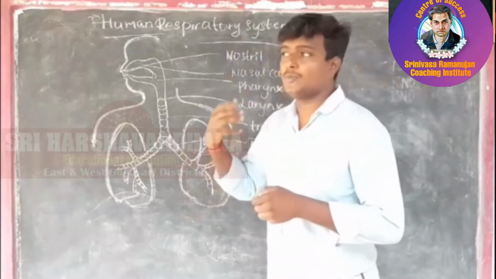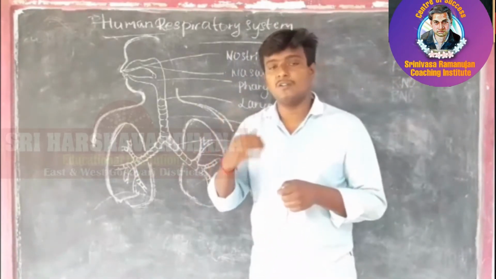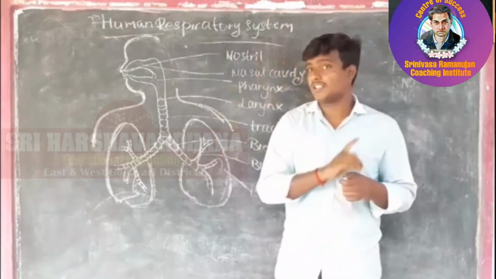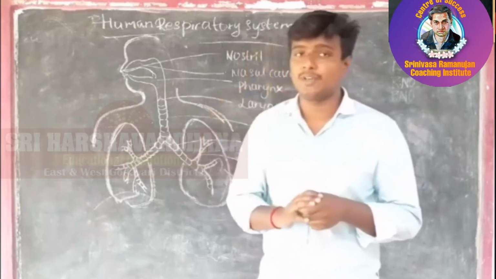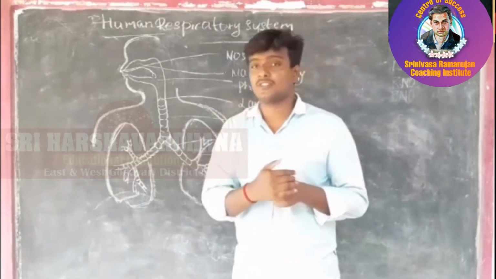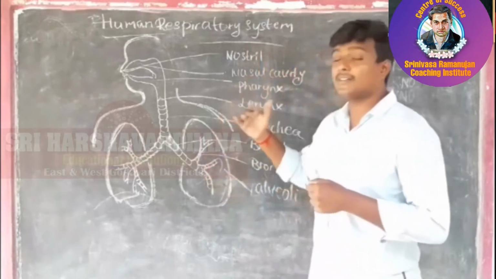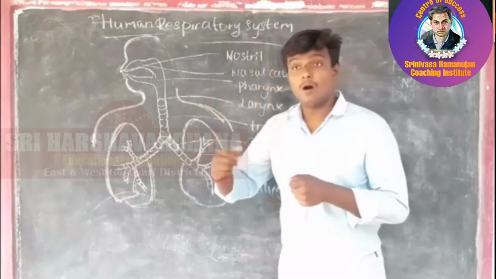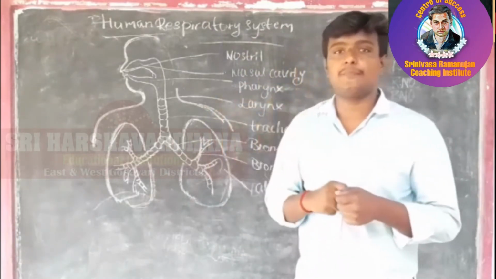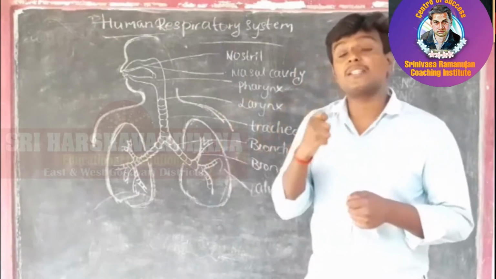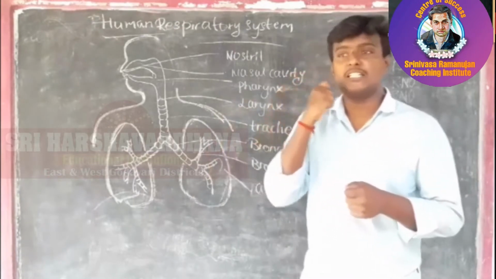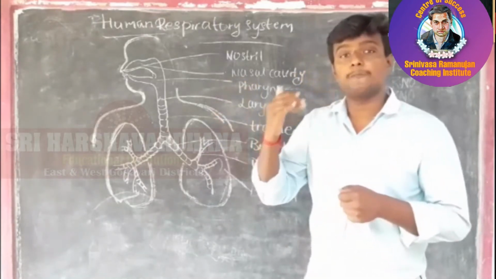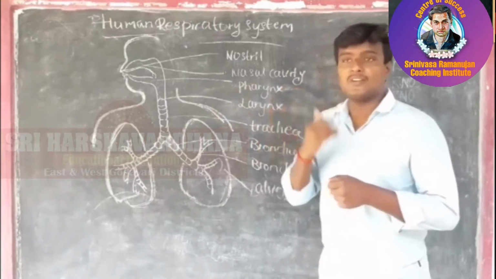In the human digestive system, from the mouth to the anus, we see some organs involved. All the organs together perform the digestion function. Similarly, in the human respiratory system, we can see different organs involved. All these organs together perform the respiration function. That's why we call all these organs together the human respiratory system.